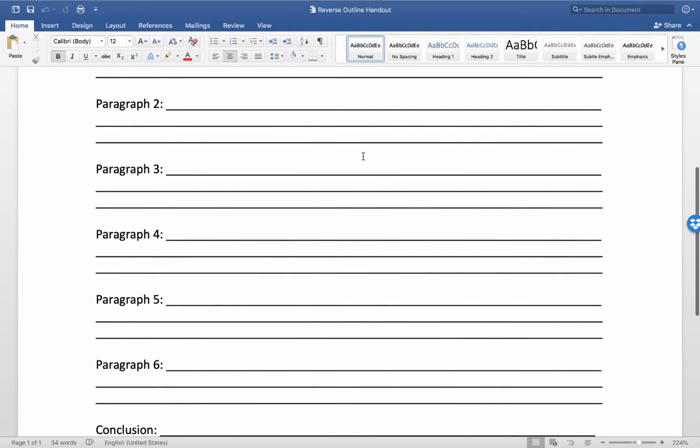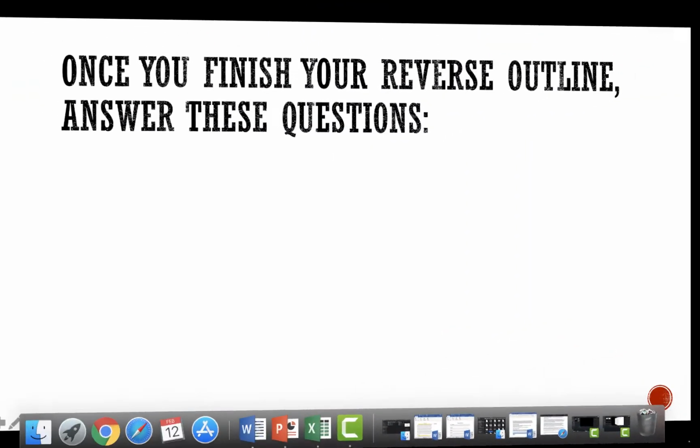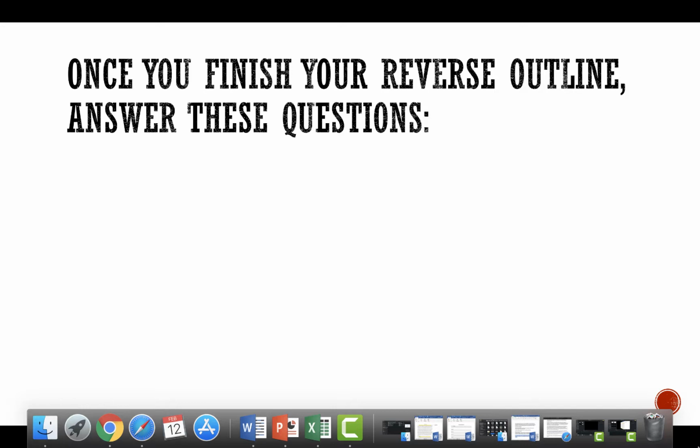In addition to the topic sentence, sometimes it's helpful to also put in evidence to show how you're proving the topic sentence point, and also to have a better understanding of your organization. But the point of a reverse outline is to be bare bones. Once you finish your reverse outline, answer these questions.